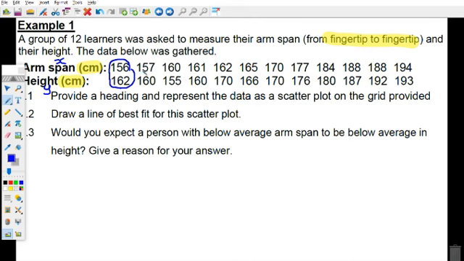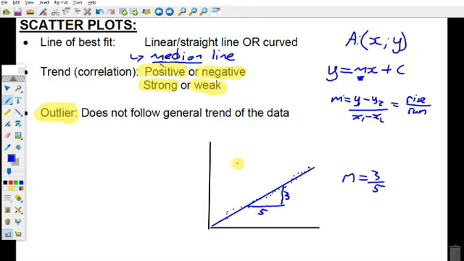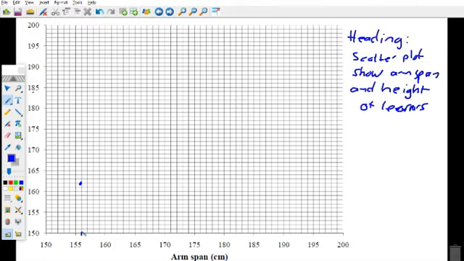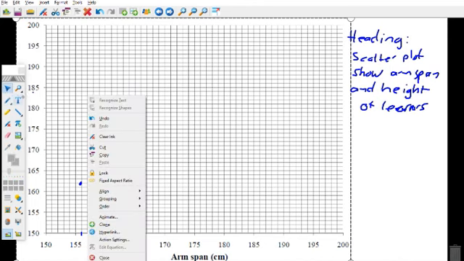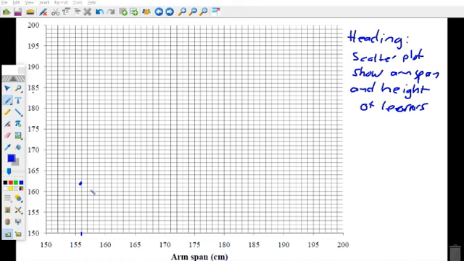So the arm span of 157 and a height of 160. So we're going to find 157. Okay, so that's 155 over there. So 156, 157, and a wingspan of 170. So we're going to 160. So we're going to put it there. 157, 160. So there's it there.